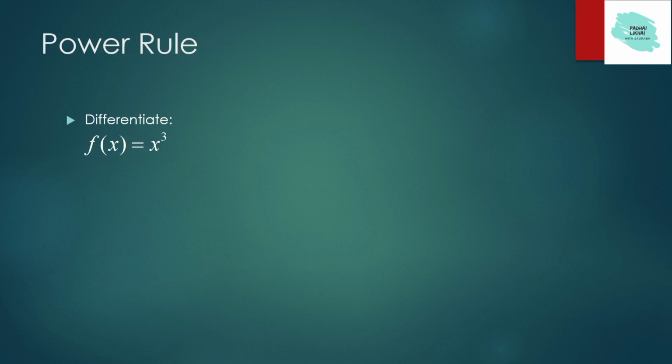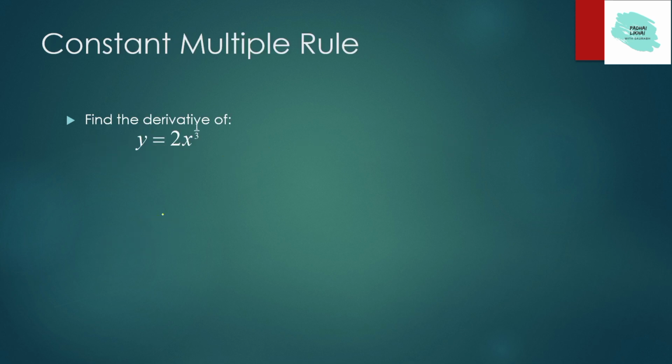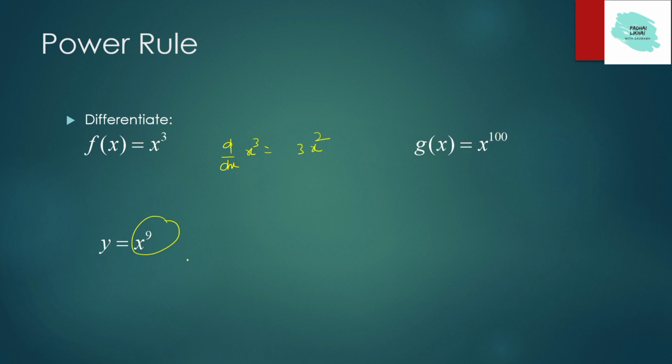Further, in this example we have to find the derivative of x cube. By the power rule, it will return 3x square. The differentiation of x to the power 9, d over dx of x to the power 9, will return 9x to the power 8. Now differentiation of x to the power 100 will return 100 x to the power 99 by the power rule.